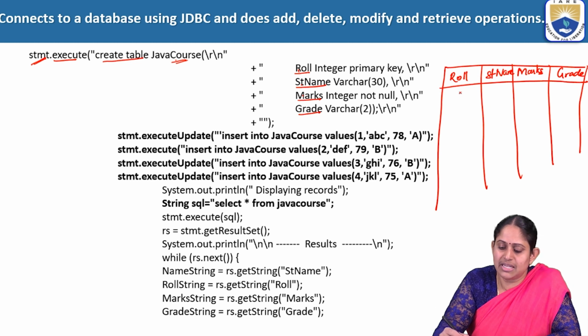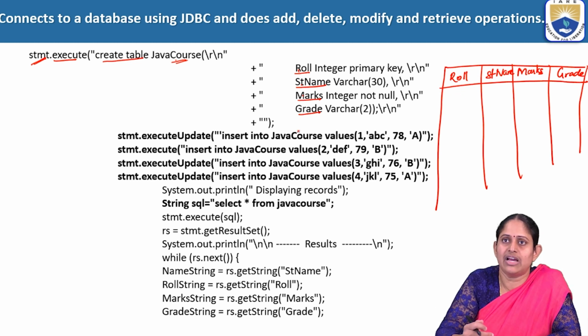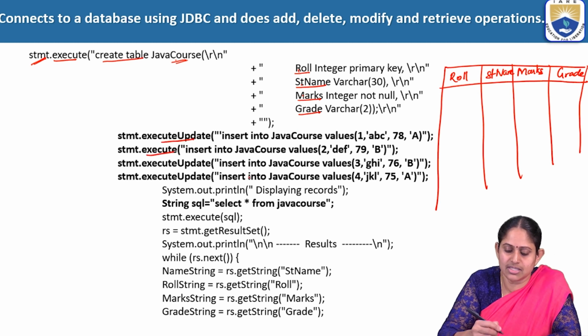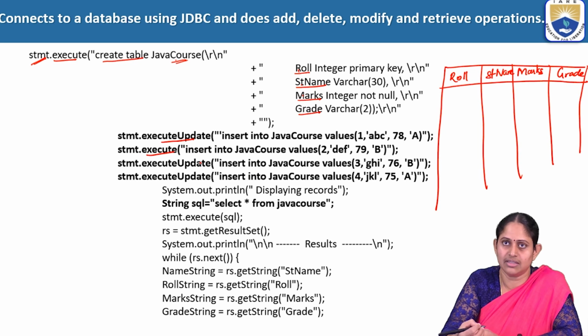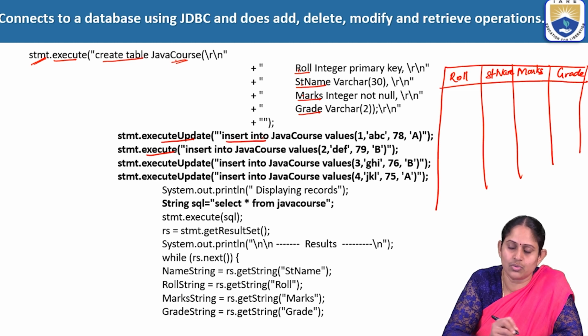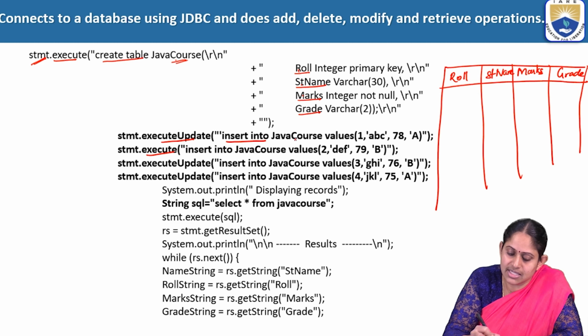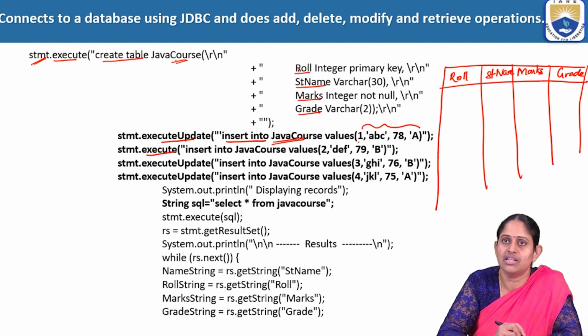Now once this table is created, we have to insert some values into the table. We can either call the execute update or execute method to execute these queries. To insert any data into the table, we make use of the insert into query. What it says is that these values are inserted into the table Java course.